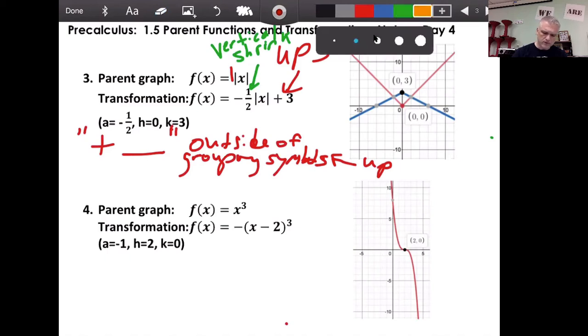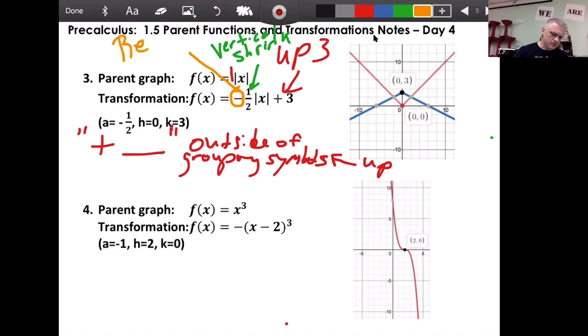This one, because of the negative, is going to reflect this graph. Now, check this out. The negative is not inside with the x. It's outside with the y, which means it's going to change the y. It changes the y coordinate. So if it changes the y coordinate, it goes from up to down or down to up, and it would jump over the x-axis. So it's reflected over the x-axis.